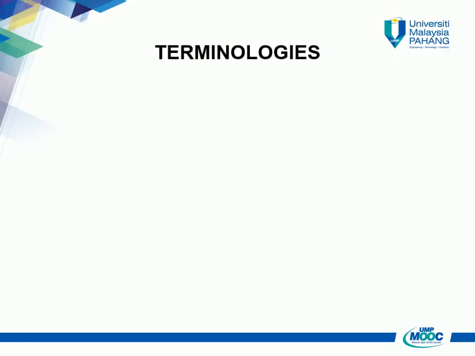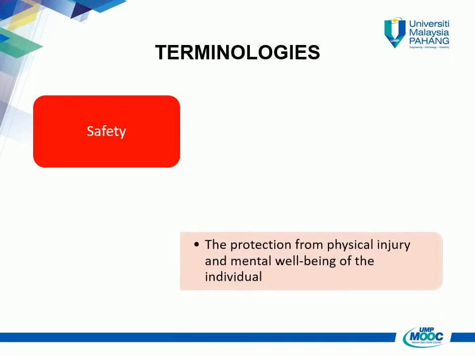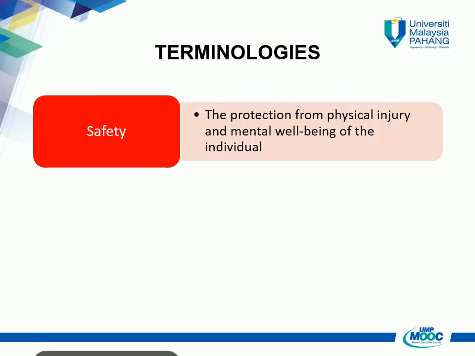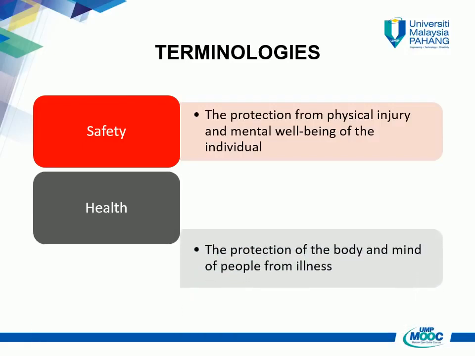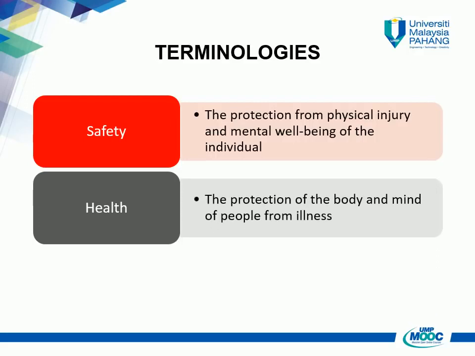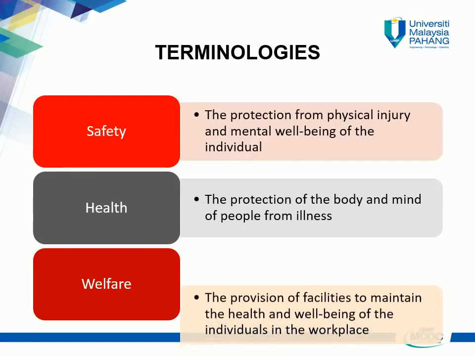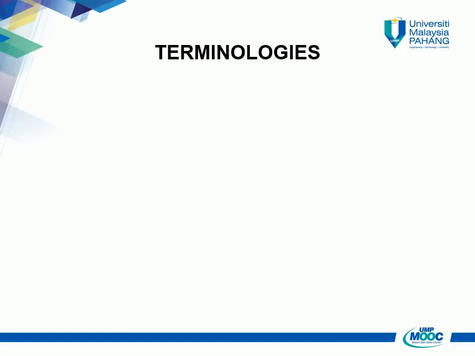Let us define some important terminologies in dealing with occupational safety and health. Safety is the protection from physical injury and mental well-being of the individual. Health refers to the protection of the body and mind of people from illness resulting from the materials, processes, or procedures used in the workplace. Welfare is the provision of facilities to maintain the health and well-being of the individuals in the workplace.